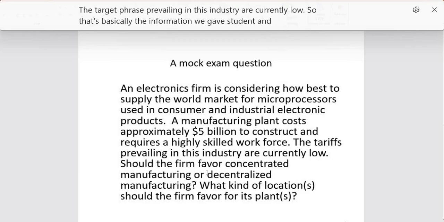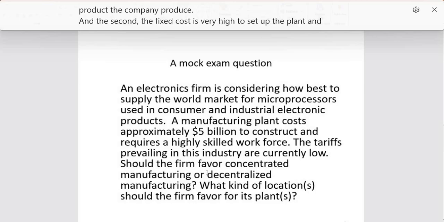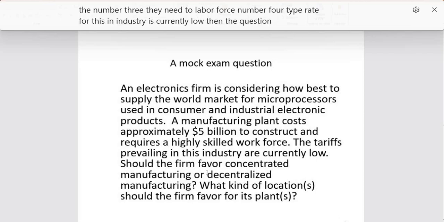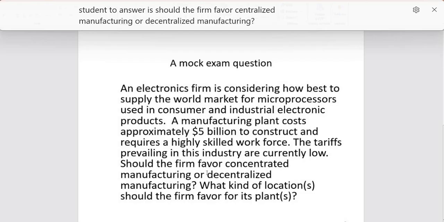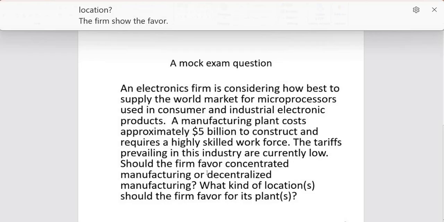And we summarize the information we gave students. One is the kind of product the company produces. And the second, the fixed cost is very high to set up the plant. And number 3, they need a skilled labor force. Number 4, the tariff rate for this industry is currently low. Then the question for your students to answer is, should the firm favor centralized manufacturing or decentralized manufacturing? That's number 1. Number 2, what kind of location should the firm favor for its plant?